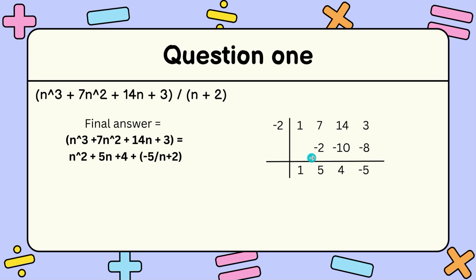Then we'll add these. So 7 minus 2 equals 5. 5 times negative 2 is negative 10. So 14 plus negative 10 is 4. And then these two multiply to be negative 8. 3 minus 8 is negative 5.